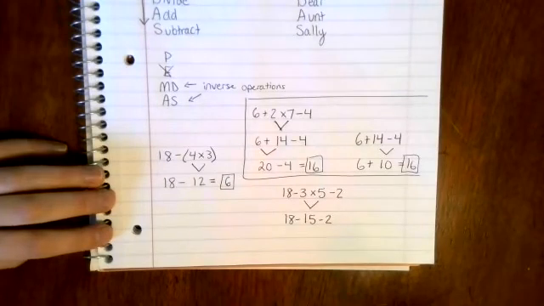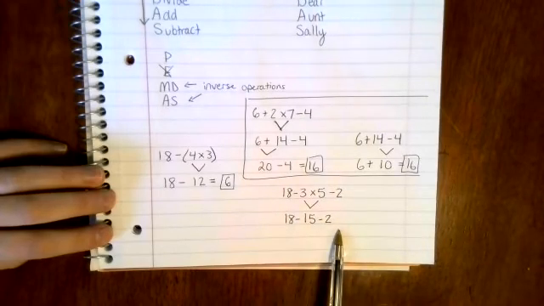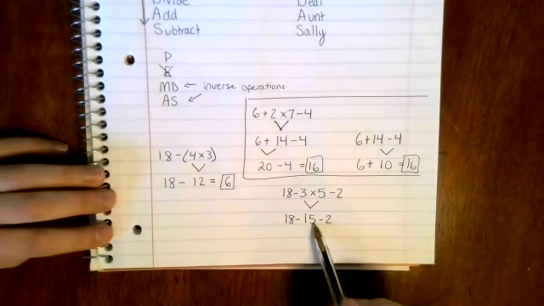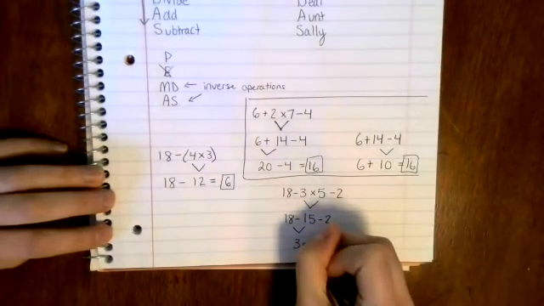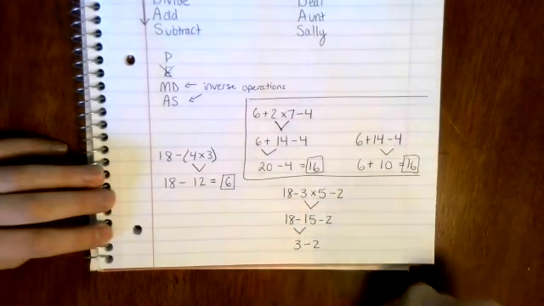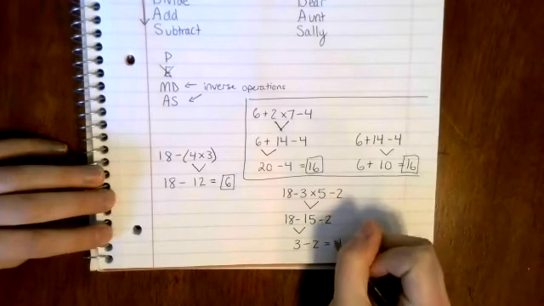Okay, the only thing left to do is subtract. So in this case, I probably want to subtract from left to right. So 18 minus 15, I'm going to do that first. That is 3. Bring down the rest of our problem. 3 minus 2, I hope you know that one, is 1.